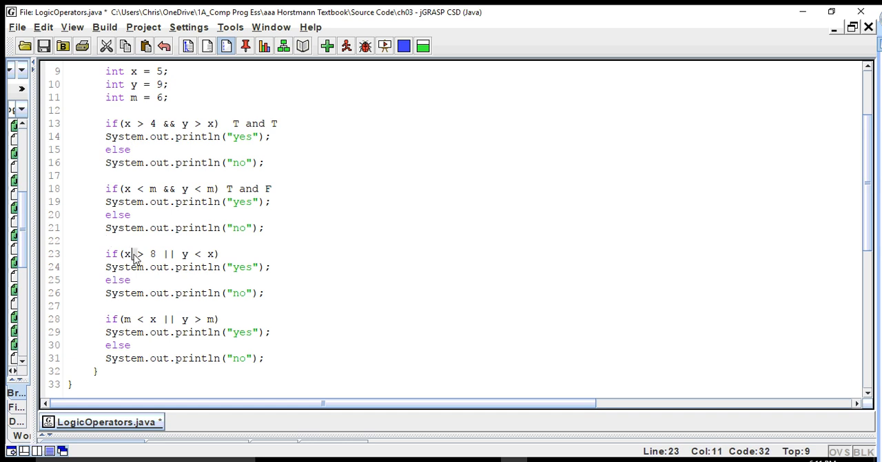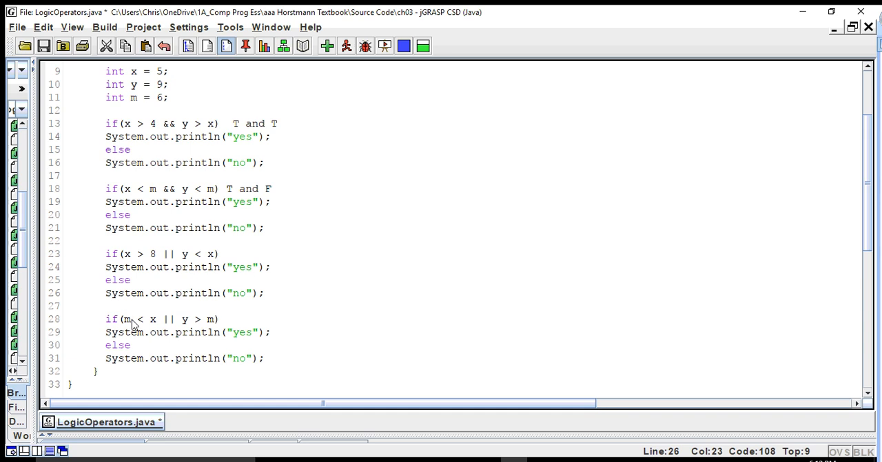And then down here, if you read it like, is 5 greater than 8 or 9 less than 6? I'm sorry, 9 less than 5. These are hard to read. Since neither one is true, it's going to print no. It's going to skip the yes.